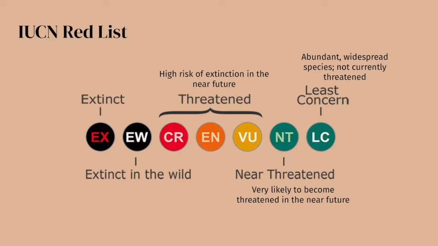We have critically endangered, which means they're very close to extinction. We have endangered, and we have vulnerable. Vulnerable means if they were to lose more habitat, they're going to become endangered. Near threatened means they're very likely to become threatened in the near future. And then LC, or least concern, basically means that species is abundant, it's pretty widespread, and it's not currently threatened.